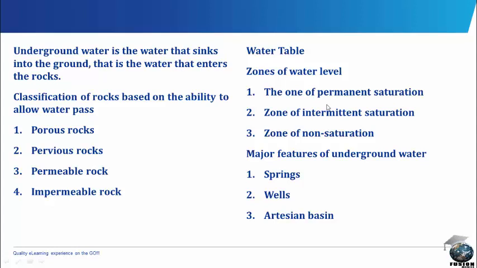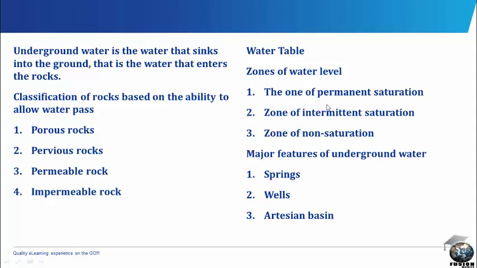The zones of water level. There are 3 zones of water level. These include 1. The zone of permanent saturation. Here, the pore spaces in a rock are always filled with water. 2. The zone of intermittent saturation. Here, the pore spaces in a rock contain water only after heavy rain. 3. The zone of non-saturation. This is where the pore spaces never contain water. In other words, they just allow water to pass through them.